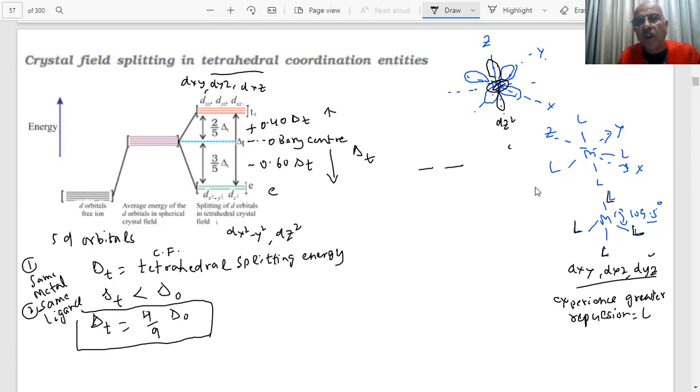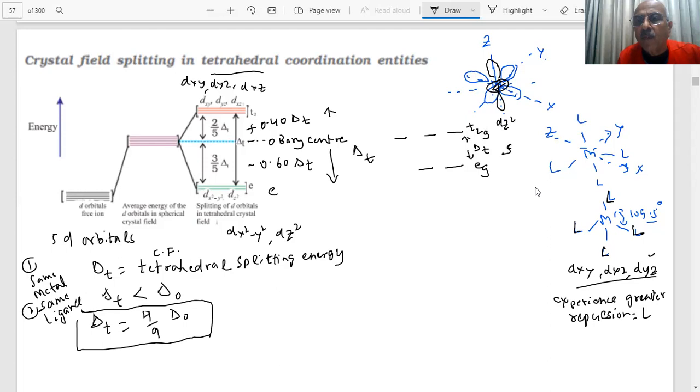There are 2 and there are 3. This is called E in this case. What do you call this? Your T2. And what is happening in this case? This gap is small.